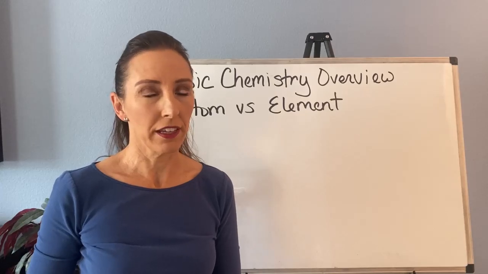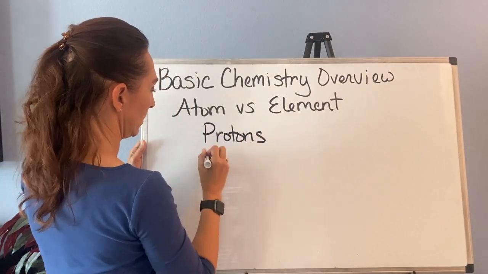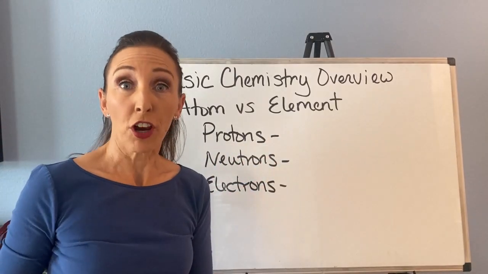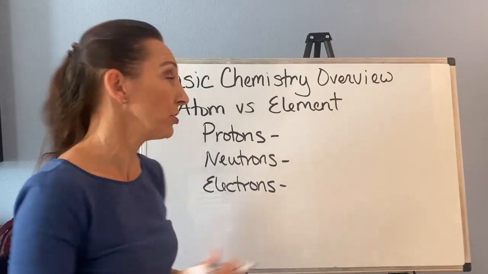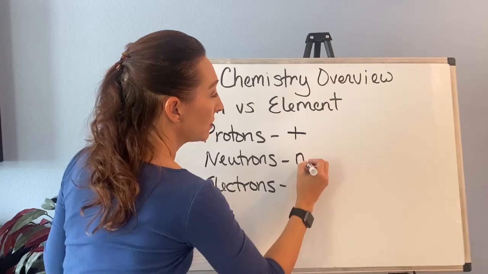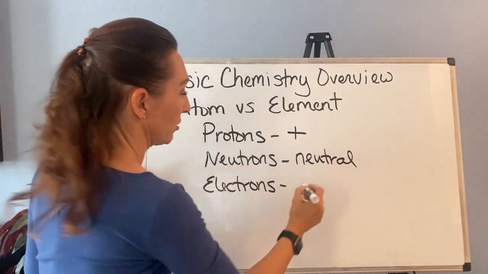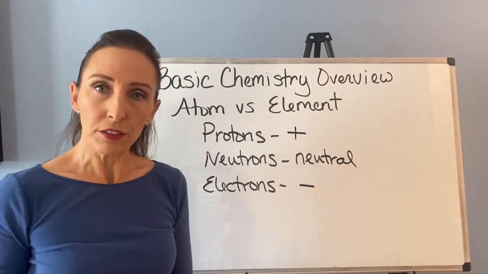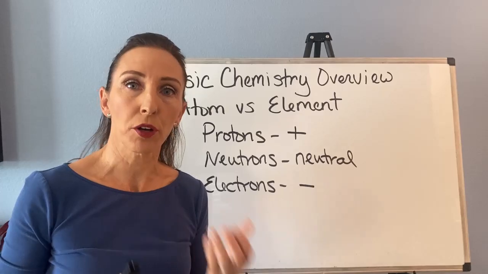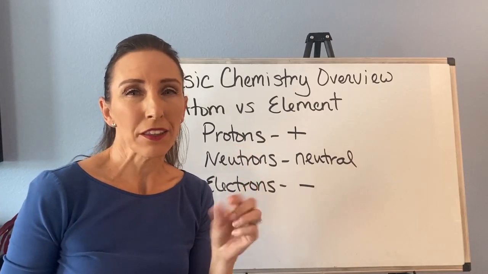Atoms are made of three things: protons, neutrons, and electrons. So let's look at the charge first. Protons are positively charged. Neutrons are neutral. And electrons have a negative charge. We also want to look at how much mass they carry. What we find out is that protons and neutrons both carry mass. Electrons, it's so tiny that we don't really care about it.